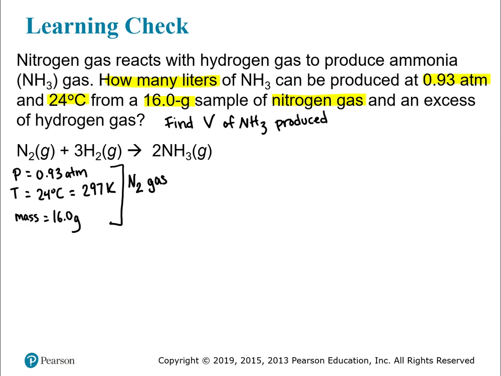If we have a mass, then we can get to the number of moles. And if we have the number of moles, along with the temperature and the pressure, then we can get to a volume. Once we know how much nitrogen we have, then we can figure out how much we make of the product, ammonia gas. So let's get started. We're going to start by figuring out how many moles of nitrogen gas we have. We need to calculate the molar mass of nitrogen gas and find the number of moles of nitrogen gas.